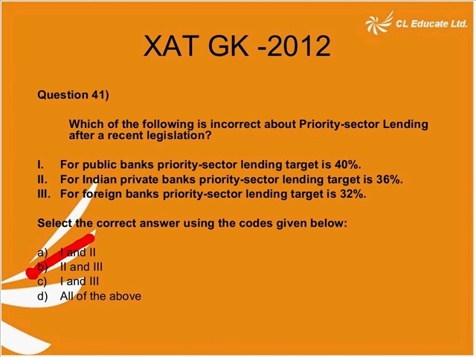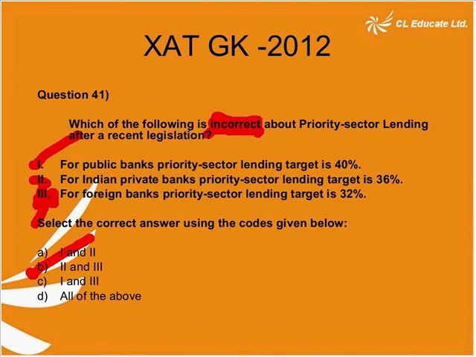So only the first one is correct. 2 and 3 both are incorrect. For public sector banks, the priority lending target is right now 40%. Priority sector lending means the Government of India has fixed that banks have to lend to certain areas. So now a legislation has come.